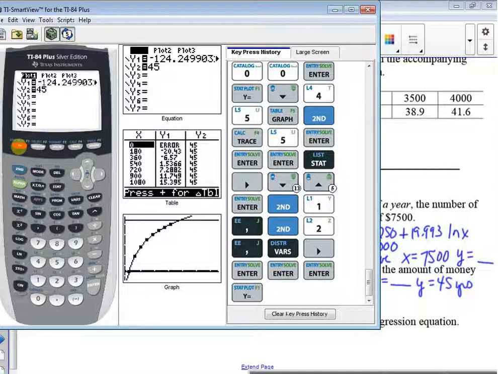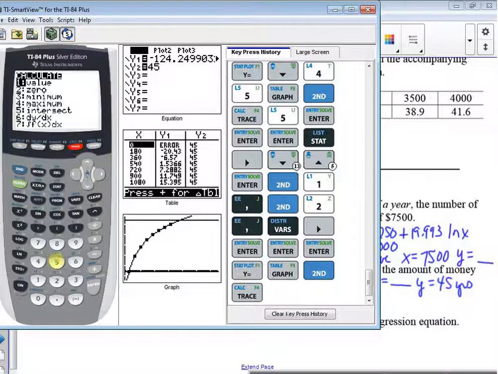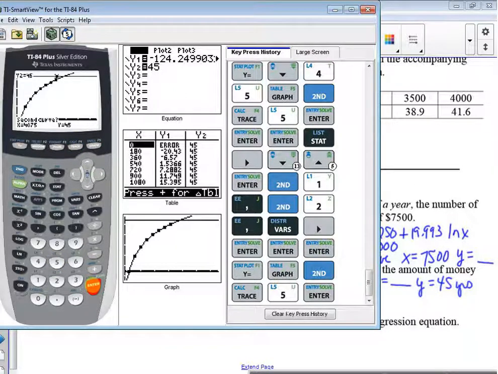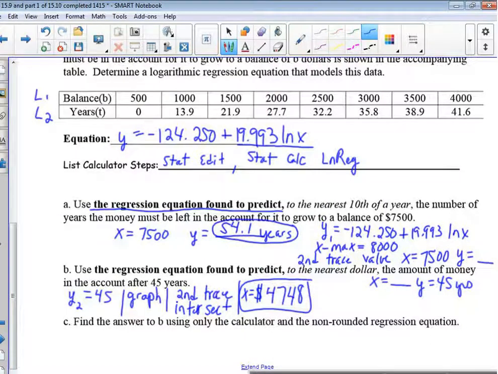And now when I do y2 equals 45, I think I changed my window a bit, but that's fine. So I'll do second trace intersect and see if there's any difference. Sometimes there's a lot of difference, other times not much. So we had 4,747.9 doing it with the rounded equation. This one's 4,748.1. So they're about the same. If it had been a little bit different, the rounding might have been a problem.